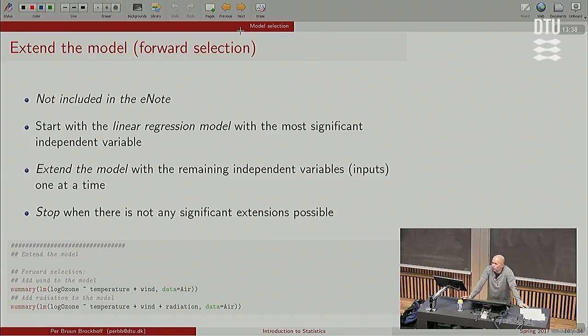And the first way I share with you is something that we do not otherwise talk about in the eNote, in the book, is that we could build models up from the bottom up. In a way, starting with maybe only temperature, and then add the wind, and then finally add the radiation, and check each model and see, is it really necessary to have those in my model? That is a forward selection procedure that some people would choose sometimes. It's a perfectly valid approach.